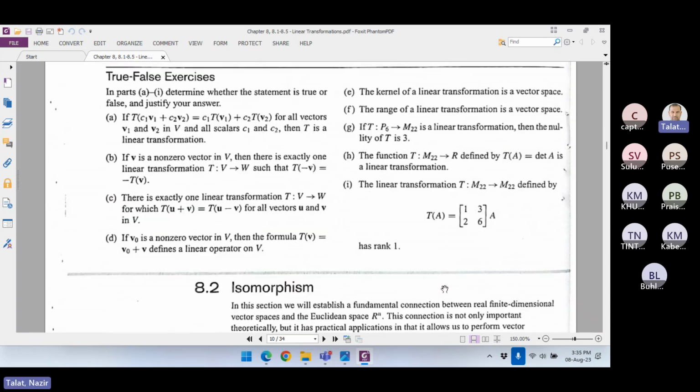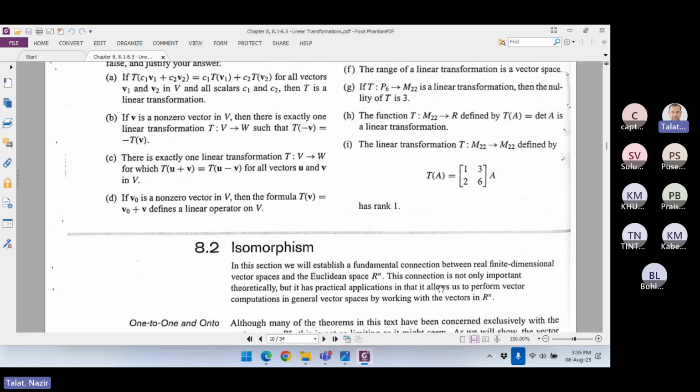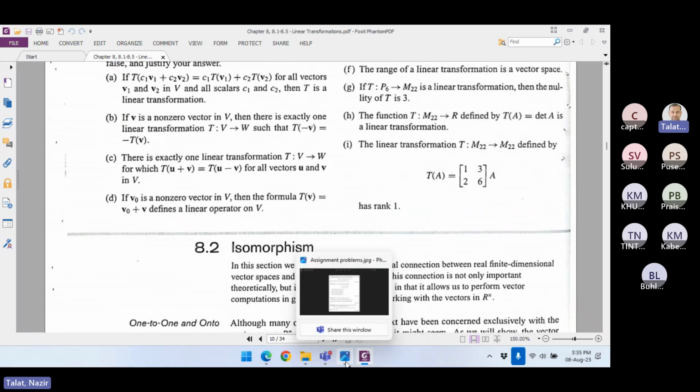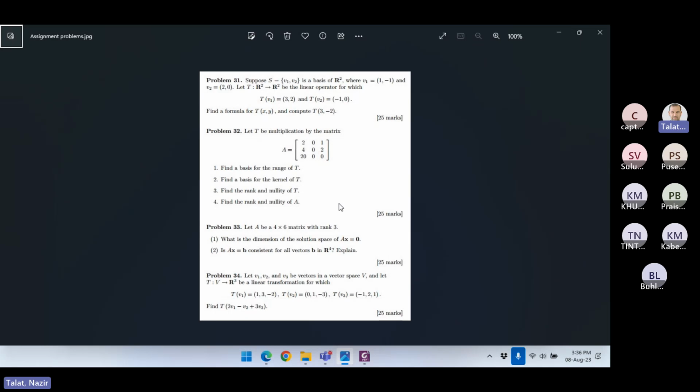Okay, perfect. So for the isomorphism, it will be based on the next topic that we will cover later on. But here, if we see some problems related to that one, this problem is simple and one can solve it if you have a basis available. Then V1 is available, V2 is also available, and we know T of V1 and T of V2. Then we can use it to find the formula T of x comma y and also compute the value of T of 3 and minus 2.